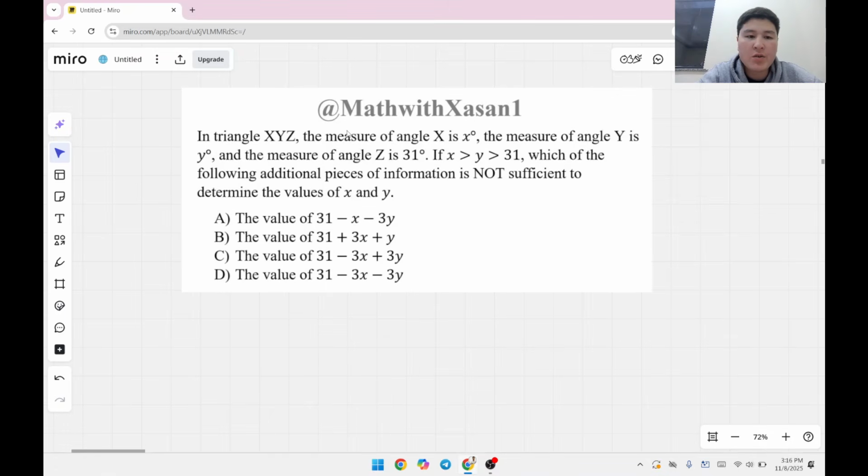Today, I'm gonna analyze for you guys one of the interesting questions that appeared in the November SAT exam. So let's read the question.